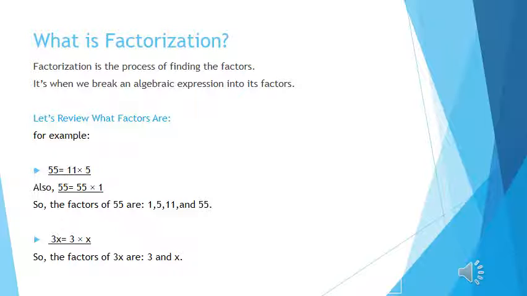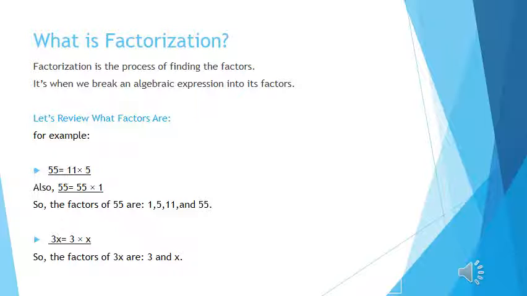For example, 55 equals 11 times 5. So if we multiply 11 by 5, we get 55. Also, 55 equals 55 times 1. If we multiply 55 times 1, we get 55. So the factors of 55 are 1, 5, 11, and 55.